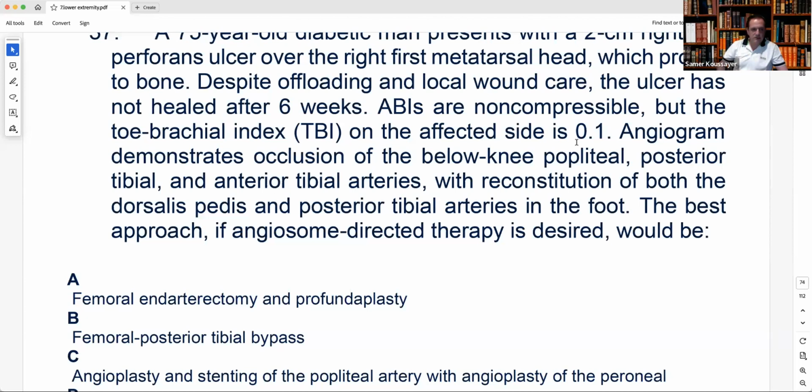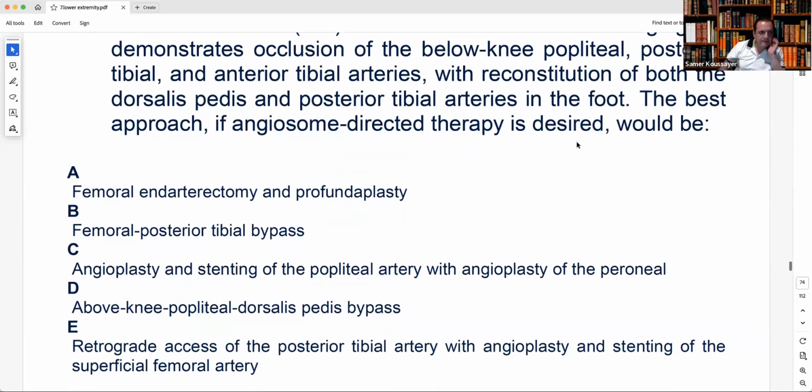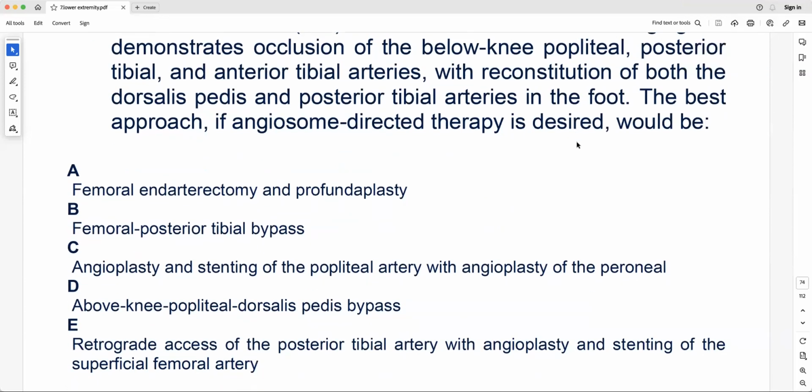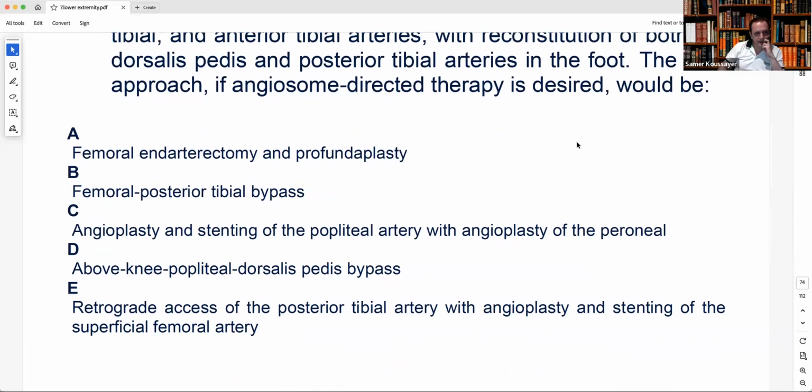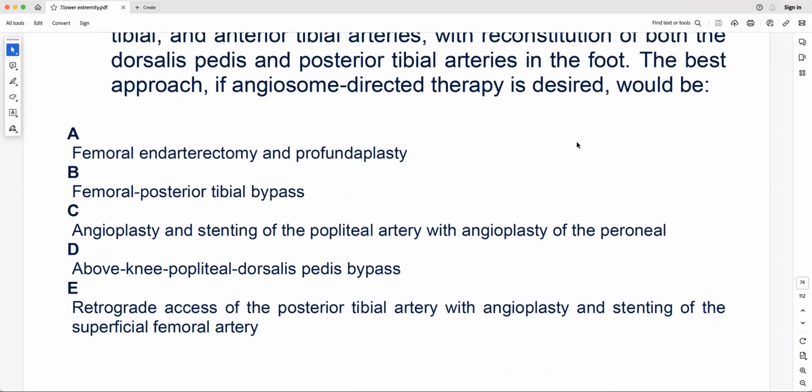Okay. So let's go one by one at first. What he said: femoral endarterectomy and profundoplasty. We don't have data from above the knee. Right. So this is wrong. Okay. Femoral posterior tibial bypass.